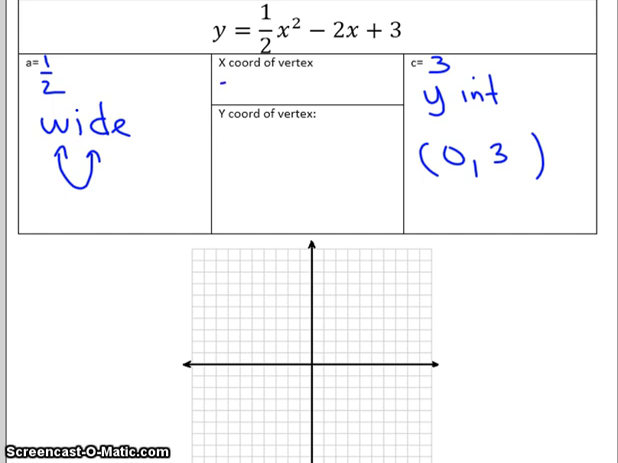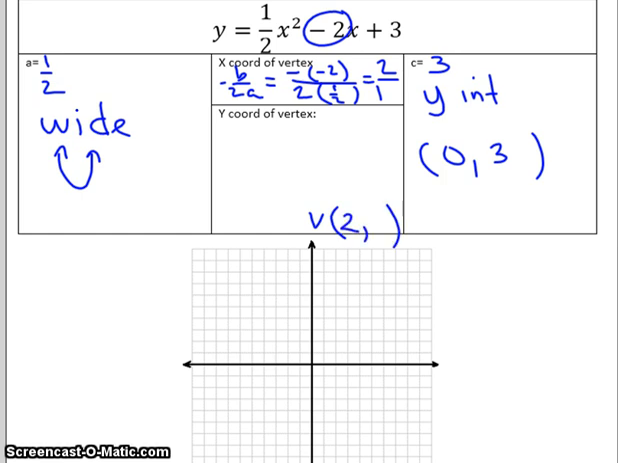All right, so negative b over 2a is the x-coordinate. That's the opposite of negative 2. There's your b. The opposite of negative 2 over 2 times 1/2. So let's simplify the top and bottom. The opposite of negative 2 is positive 2, and then 1/2 of 2 is 1. So right now I know the vertex is located at 2 comma something. Let's find that y-coordinate by plugging it back into the equation.